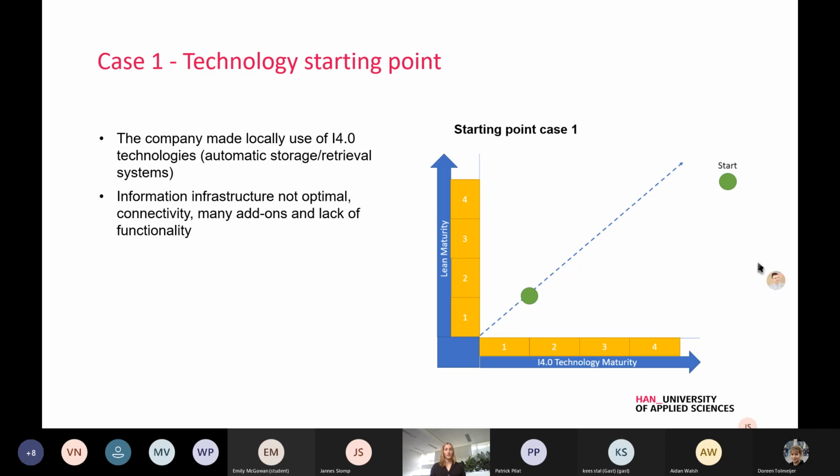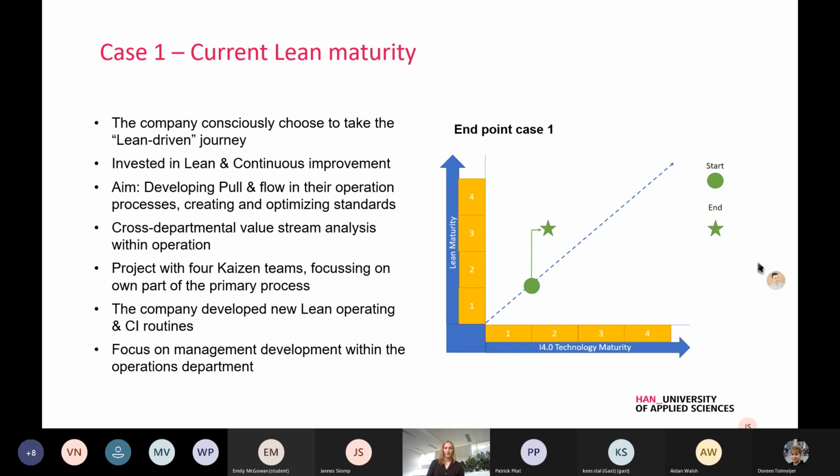So then the project started, and I would like to go months later and see what they achieved. As you can see, they especially gained maturity with regards to lean, about 1.5 points. So it was a lean-driven journey. They mainly invested in lean and continuous improvement, and especially in developing the knowledge and skills of the employees. From the start, they gave trainings and let them experience what lean feels like. And also during the project, they had a lot of attention for this development.